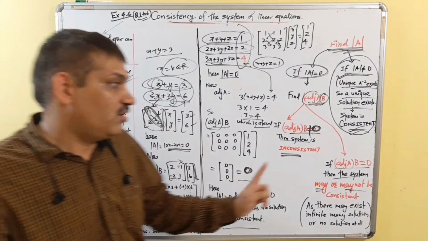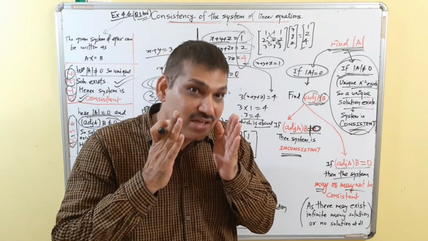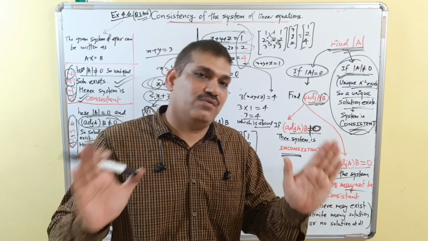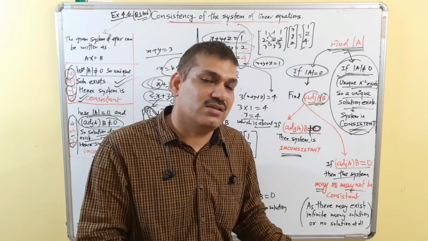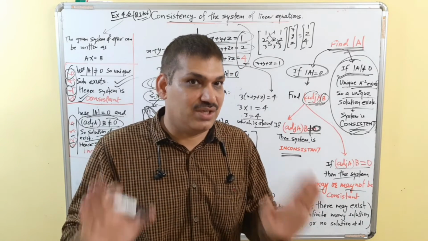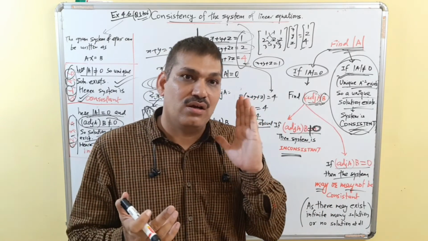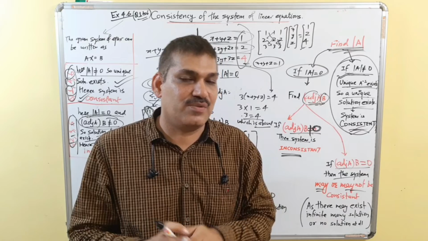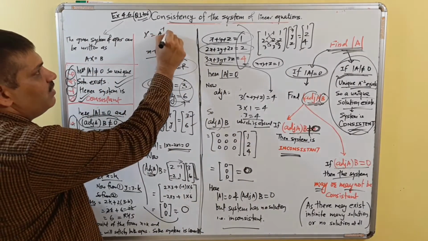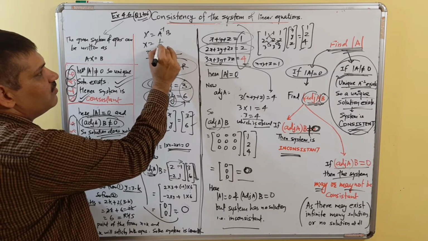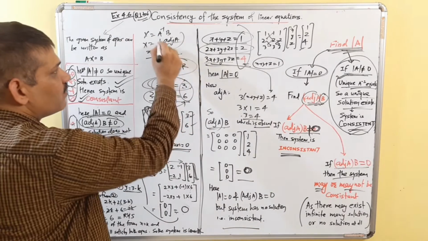So you can observe, if adjoint A into B is equal to 0, then it is not necessarily consistent. The system may be consistent, or may be inconsistent, as the case may be. That is what we can discuss about consistency. Let me again tell you the process. What we do? Actually, the solution is X is equal to A inverse B. That gives us 1 upon determinant A times adjoint A into B.